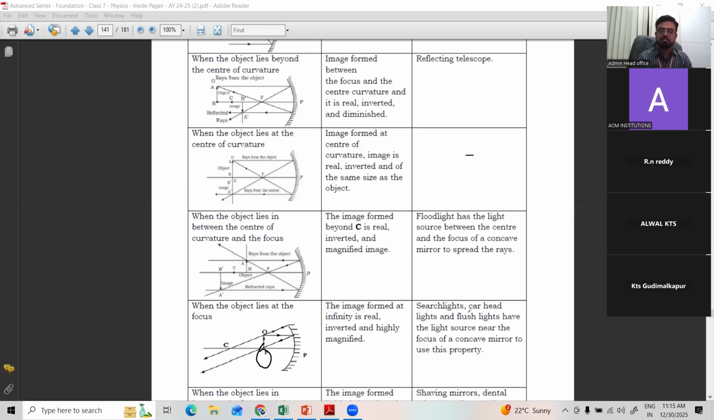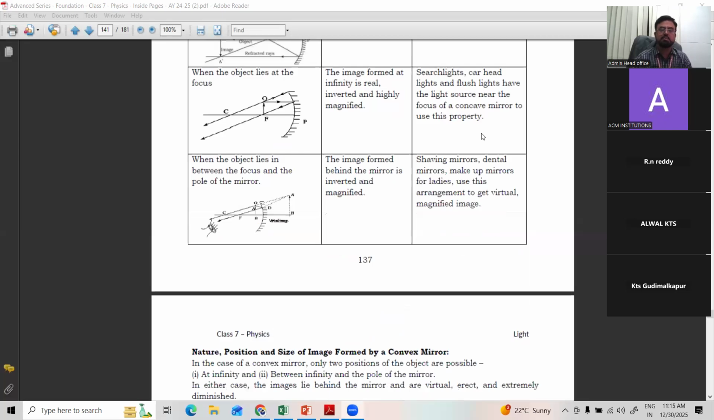So such lights, car headlights and flashlights, have the light source near the focus of the concave mirror to use this properly. Right? So a very highly magnified image is formed. Very big image. So they are using such lights.